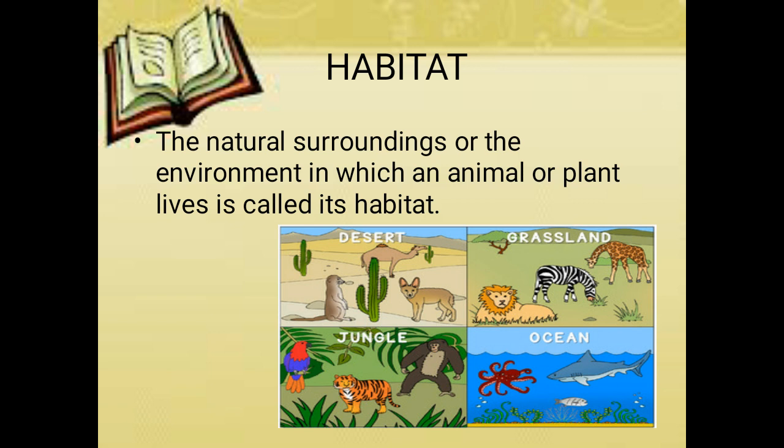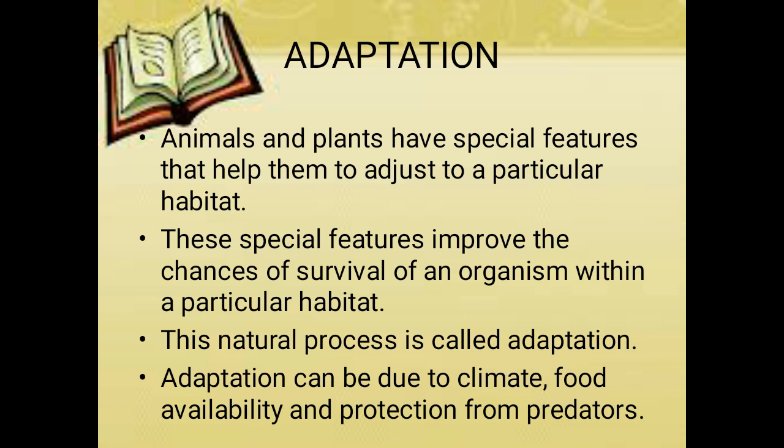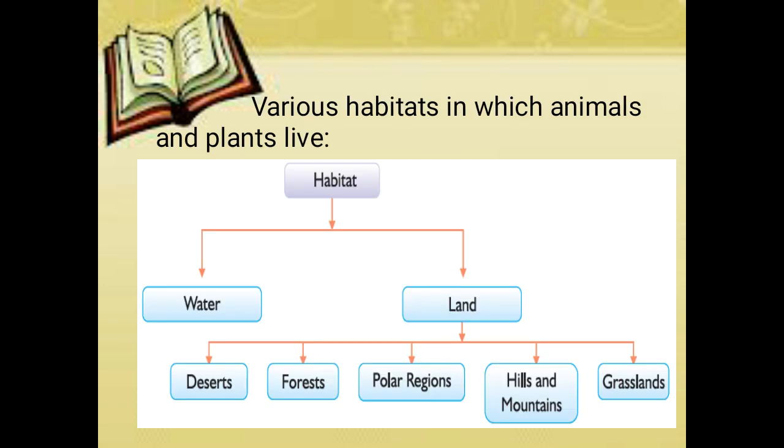So, what is habitat? It is a place in which an animal or a plant lives. The animal and plant have to adjust to the particular surroundings. This type of adjustment is called adaptation, right? The habitat is divided into land and water, and the land is further divided into deserts, forests, polar regions, hills and mountains, and grasslands.